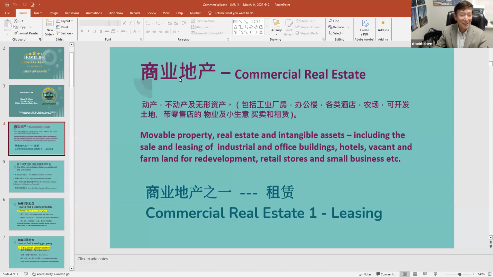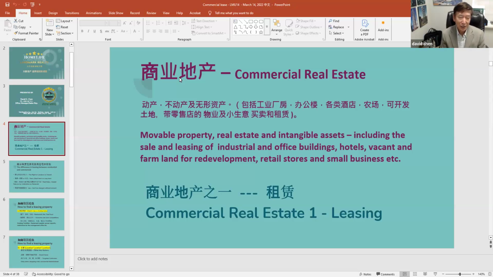Thank you. Let's start today's session regarding commercial lease. As I mentioned last night in our WeChat group, and from time to time, even last week, some agents called me, saying, David, I got a commercial lease. How do I handle it? How can I do it? There are a lot of issues there.